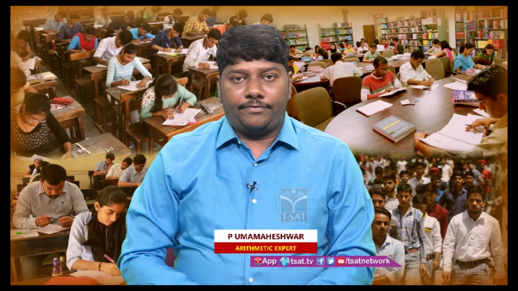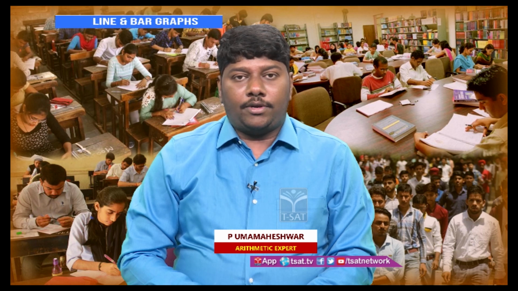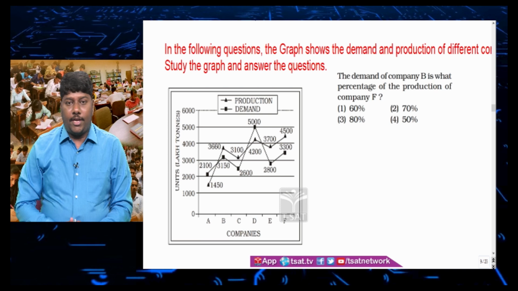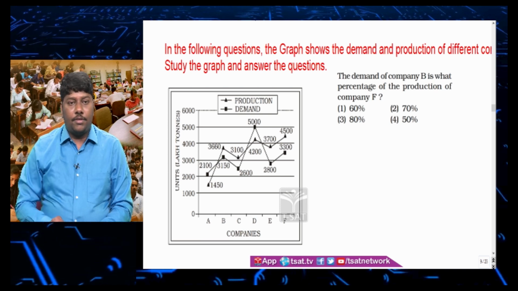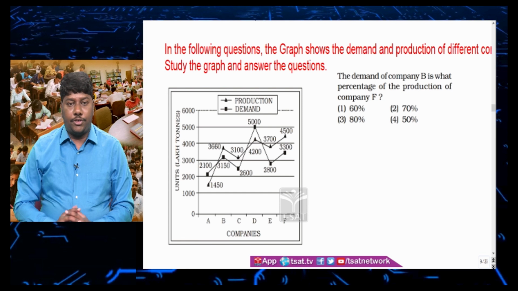Hello viewers, in the previous class we have seen a few sums regarding line graphs. Now in this class we are going to look at one more graph which is related to line, and after that we will go for bar graphs. Now look at the question. In the following questions, the graph shows the demand and the production of different companies. Study the graph and answer the questions.